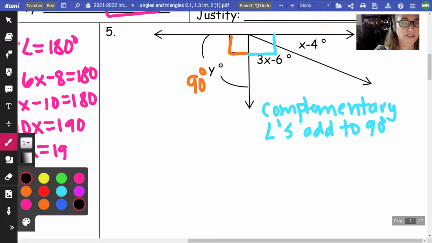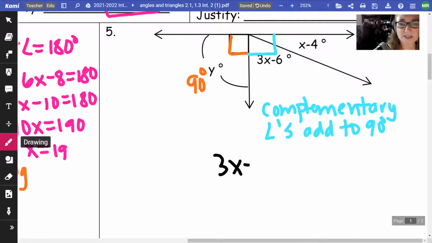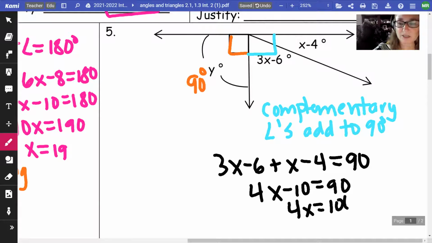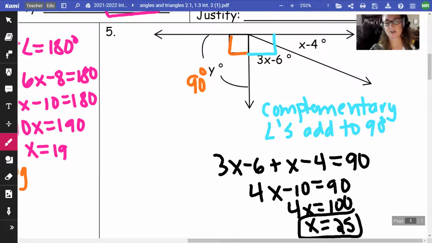So I am going to take 3x minus 6 plus x minus 4, and together those two have to be 90. So I get 4x minus 10 equals 90. I add 10, I get 4x equals 100. I divide by 4 and I get 25. Okay, and we call that complementary angles because they add to 90.